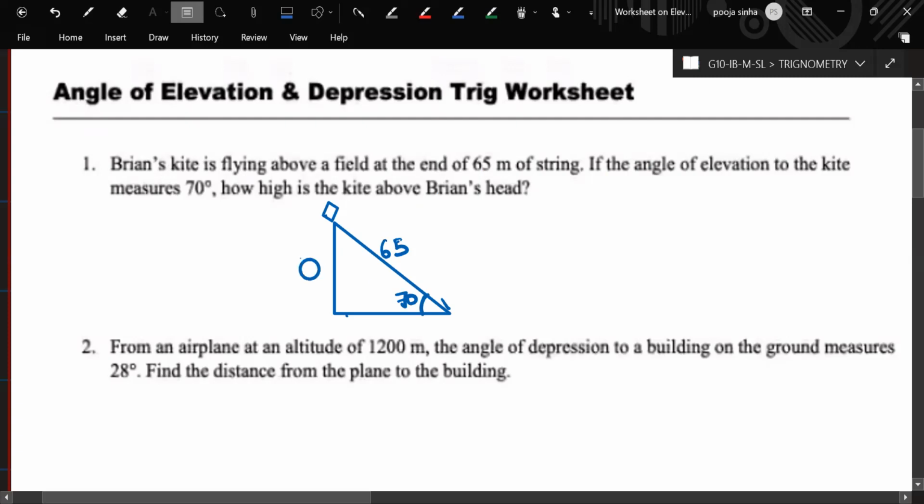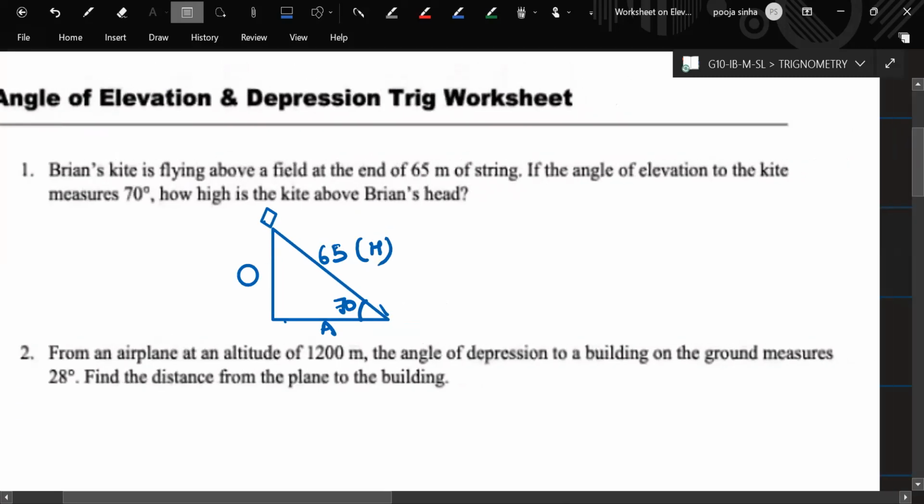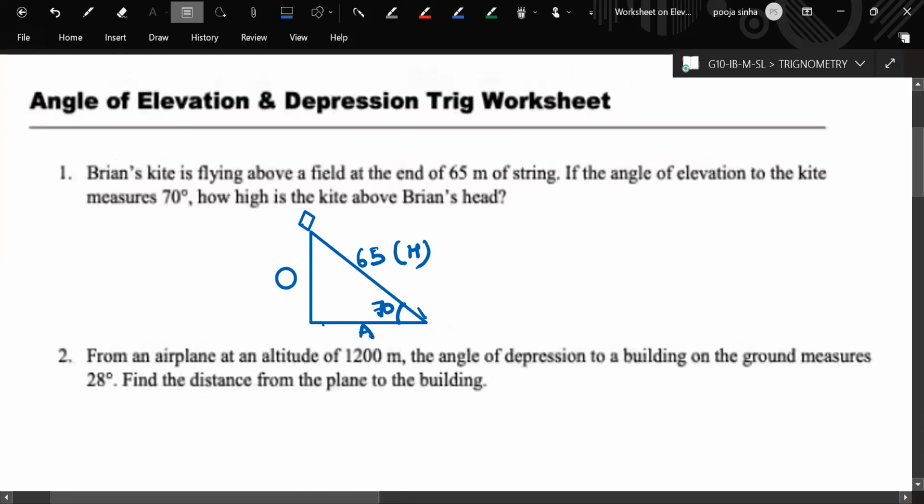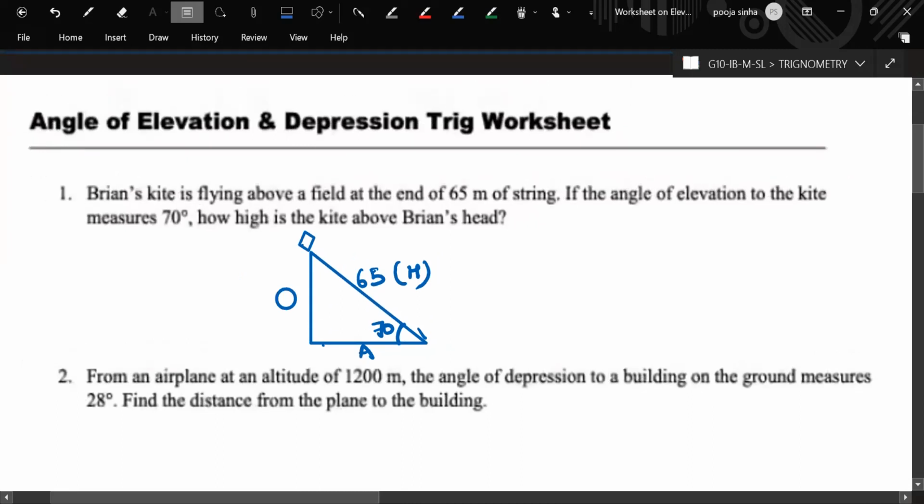Okay, and which one is adjacent? The one at the bottom. Adjacent and hypotenuse. This one, right? All right. So what are we supposed to find out? We are supposed to find out O, isn't it? Miss, we use sin. So we will use SOH.